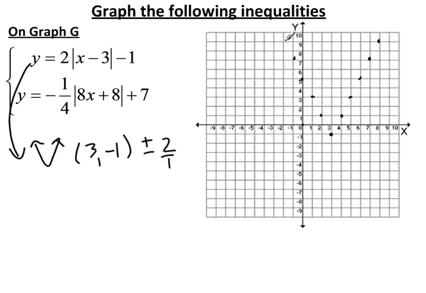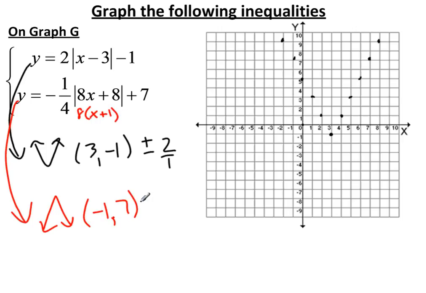And hopefully you'll feel comfortable enough that you can go pretty quick with graphing these because you've done so many of them. Now look at the second one. This one's going to face down. Now, if you look at this, this wasn't in the form that we were used to doing in class. We factored out that 8 and got -1, 7 for our vertex.